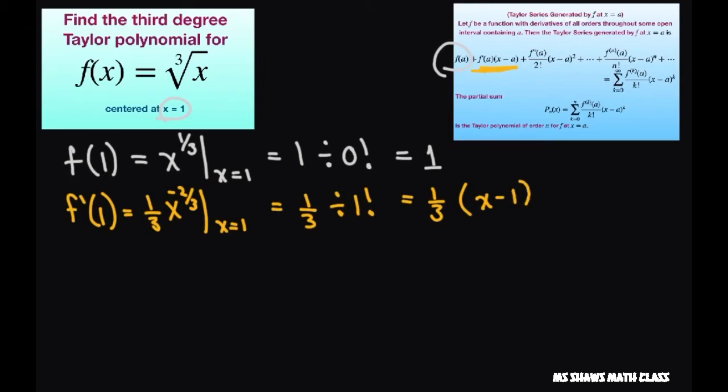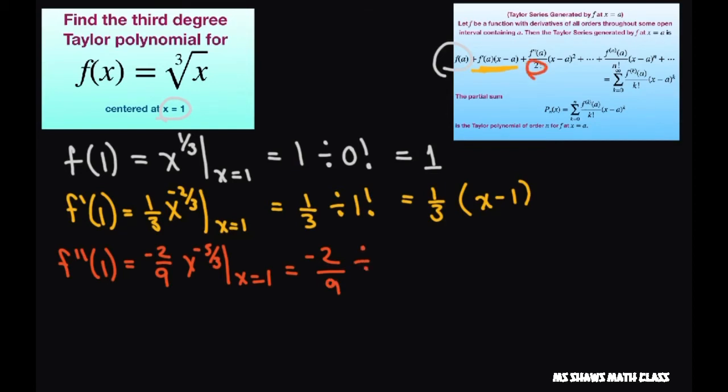Now let's move on. A second derivative at 1, and that's going to give you -2/9 x to the power of -5/3. Evaluating at x equals 1, this is going to give you -2 divided by 9. And then for this one, we're dividing by 2 factorial, so that's going to just equal -1/9. And then we have x minus 1, and that's going to be squared.